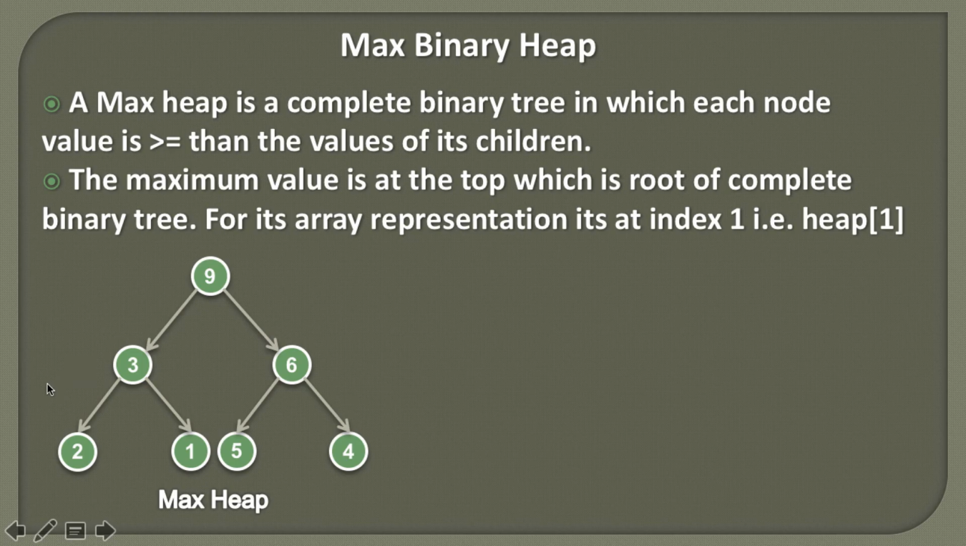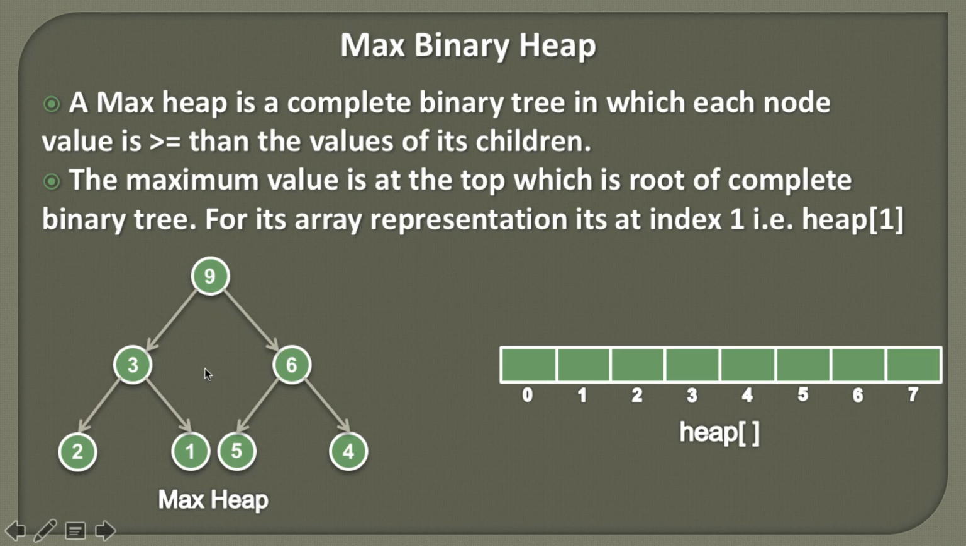Also, in a binary tree, the last level has the leaf nodes, so the property holds true for them as well. Also friends, in a max heap, you can see that the maximum value is always at the top, which we also call the root of the binary tree. So in the max heap, the root always has the maximum value. And if we represent this max heap in the form of an array, it would look something like this.